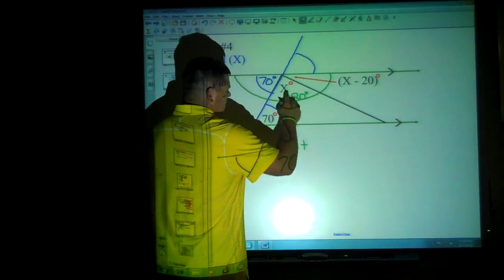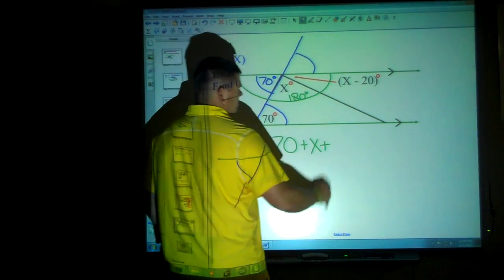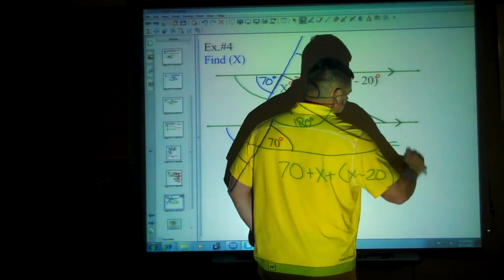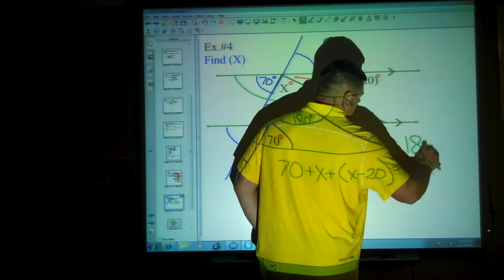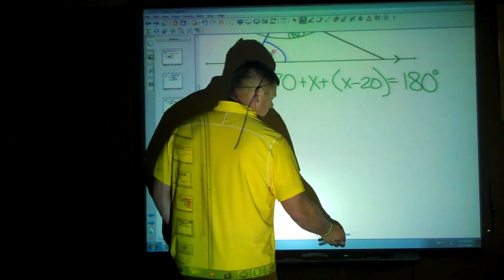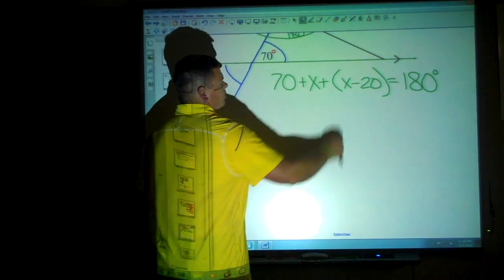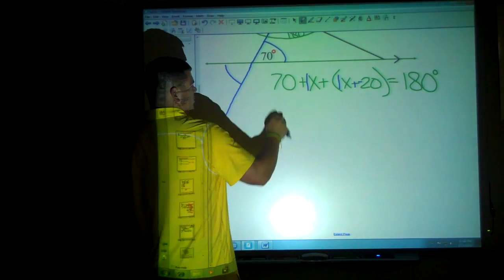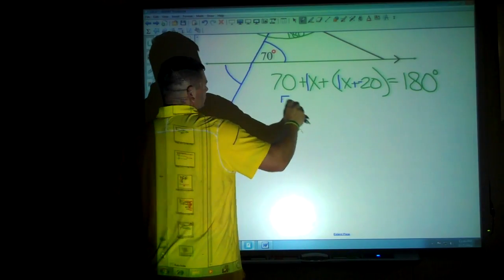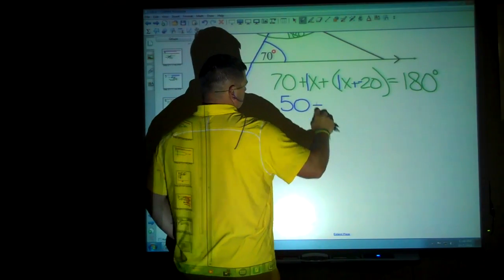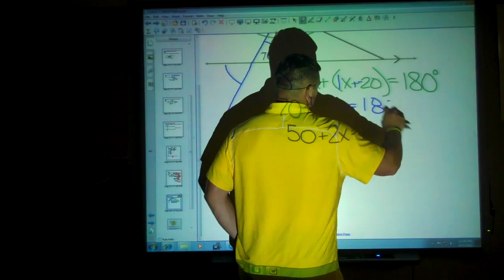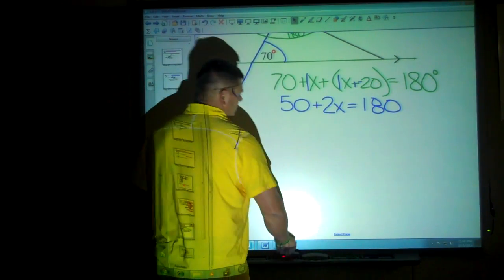70 plus the x minus 20 must equal 180 degrees. Go ahead and we plus negative here, that's 1, that's 1. Now that it's all addition, we can add our like parts. 70 and -20 makes 50. 1x and 1x makes 2x. Still equals 180. And I solve my two-step equation.